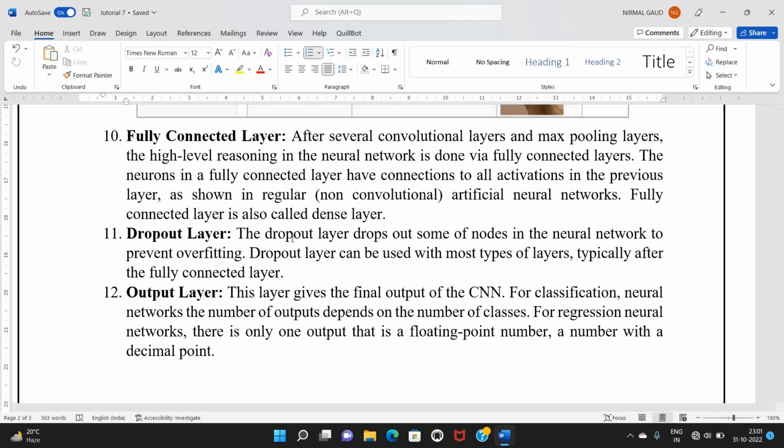So in this tutorial, we have discussed what the architecture of a CNN could be, where the CNN is used, and what every layer in a CNN means.